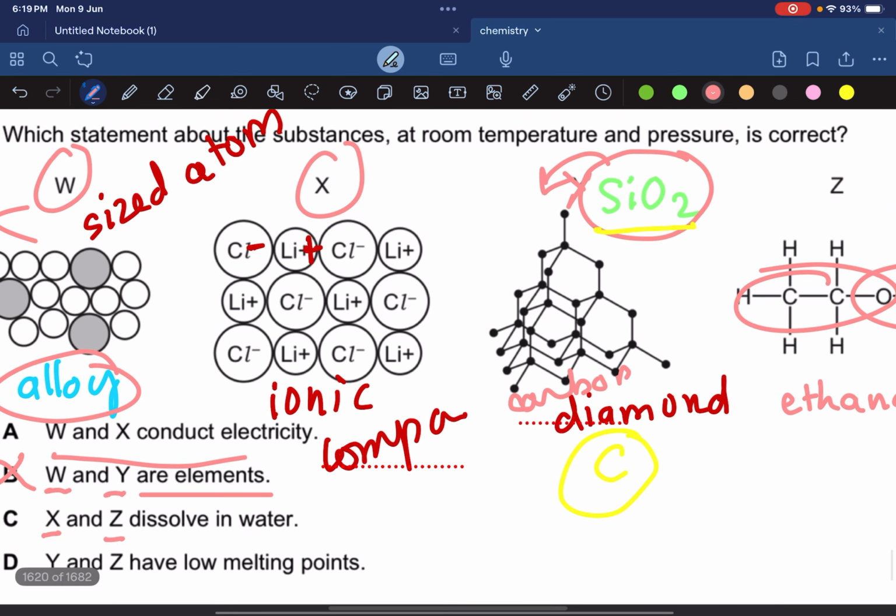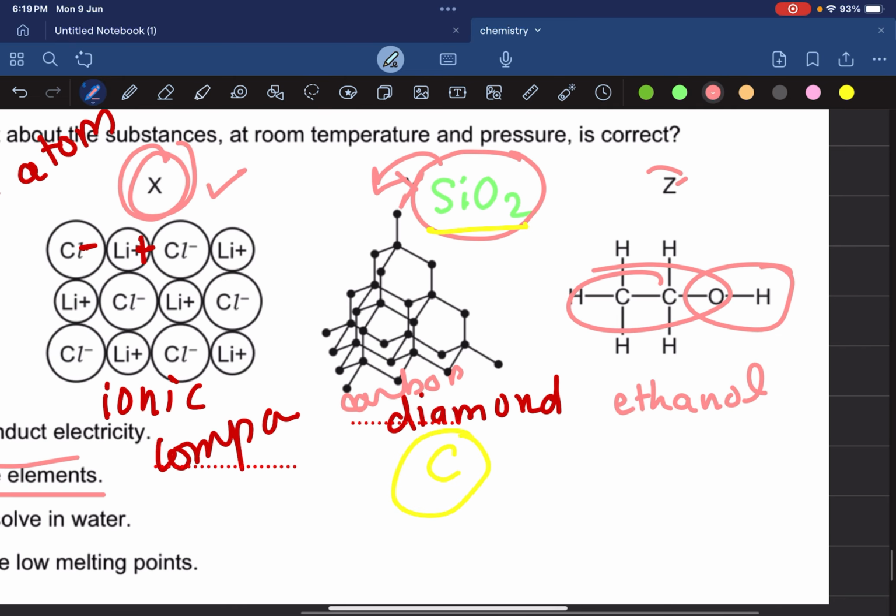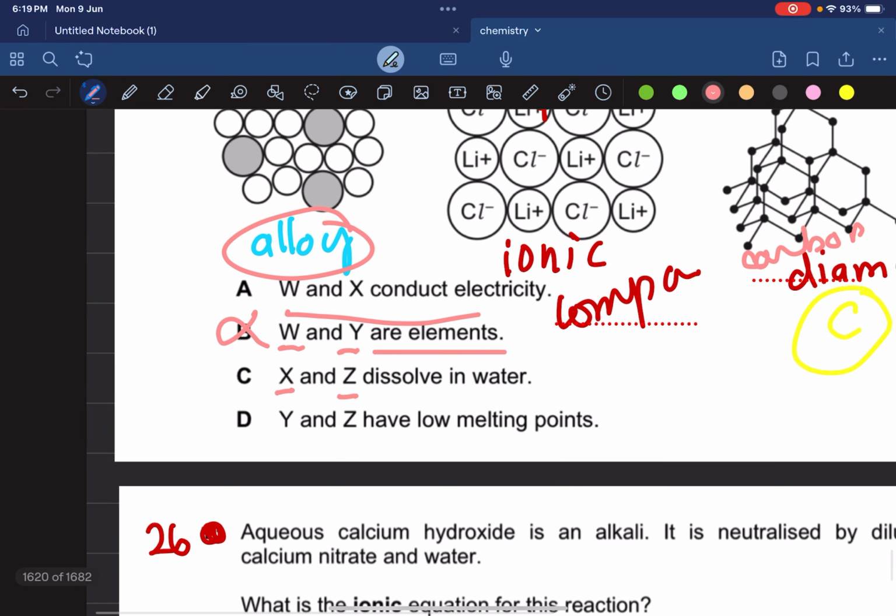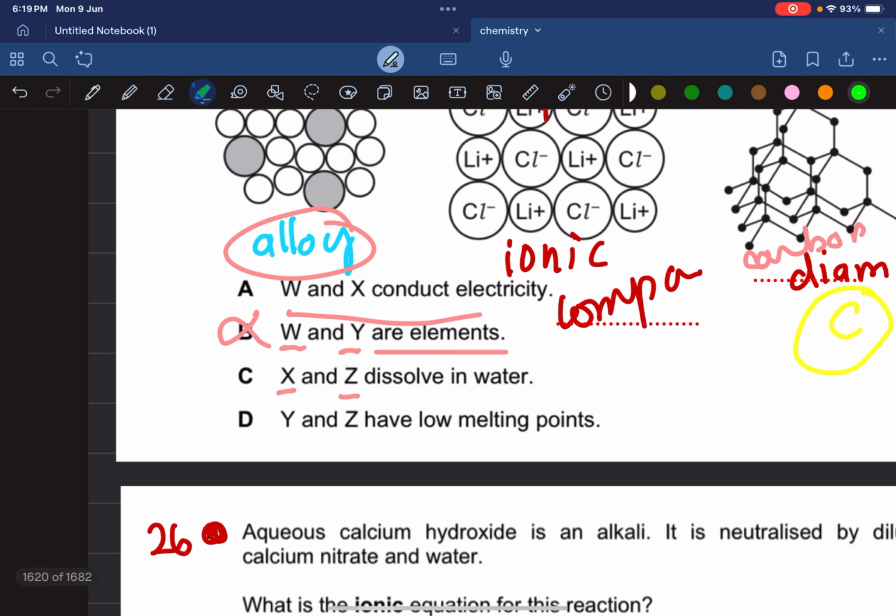What's X? X is an ionic compound. Ionic compounds dissolve, and Z is an alcohol, and alcohols also dissolve in water. So the option that's going to be correct is going to be C.